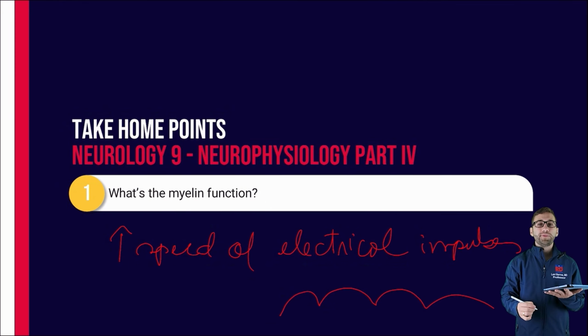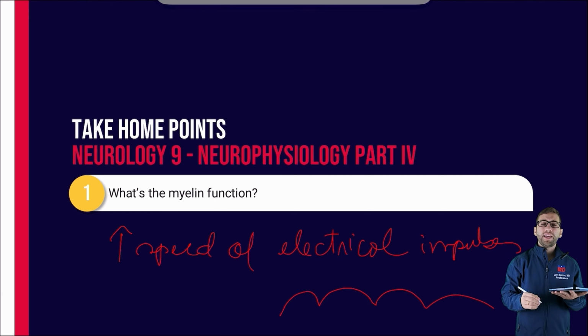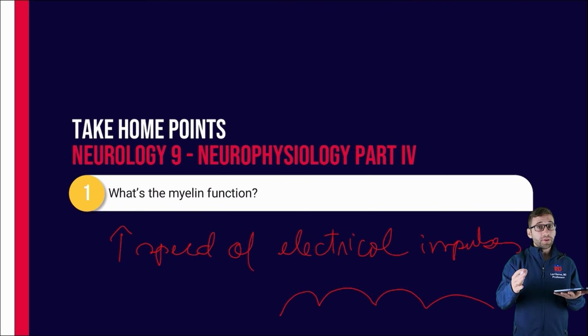By allowing the action potential to jump from one node of Ranvier to the next, myelin reduces the time it takes for signals to travel from one part of the neuron to another. Additionally, myelin helps maintain the integrity of the signal and prevents the electrical impulses from dissipating as they travel along the axon. In conclusion, myelin is essential for efficient and rapid signal transmission within the nervous system, which is crucial for all motor and sensory functions.